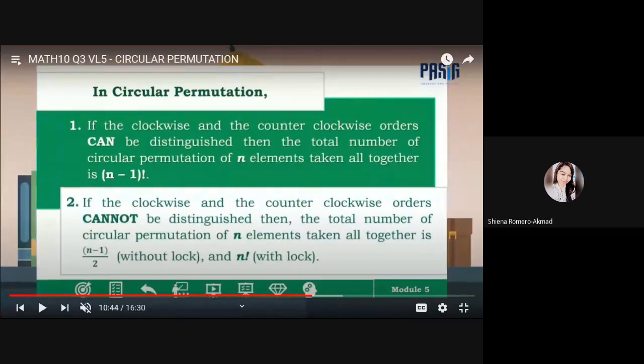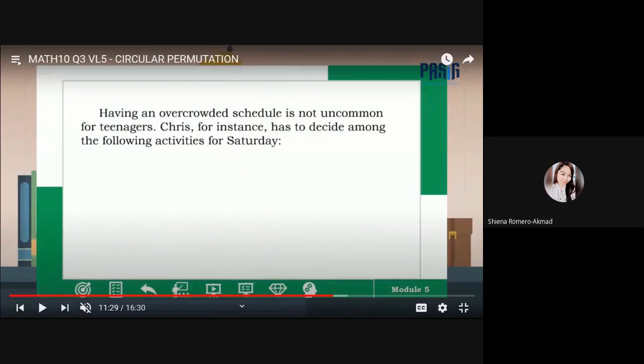So, of course, you cannot identify the counterclockwise and the clockwise orders. Therefore, you have to use certain formulas like (n-1) factorial, divided by 2 when there is no lock. And when there is a lock, you have to use n factorial. Naintindihan?